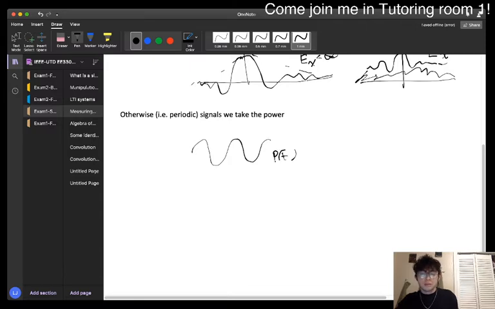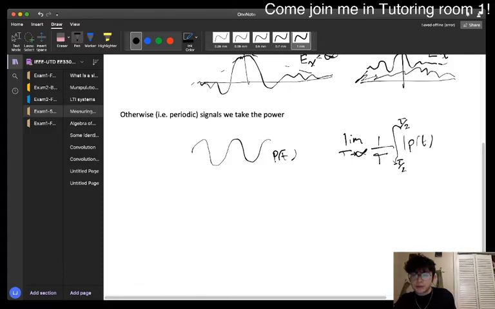Then the power of the signal will be the limit as T approaches infinity of 1 over T. This is the formal definition of power. This is not typically what we'll use in practice because this definition can be kind of hard to work with. So this is the formal definition here, the integral of P of t, the absolute value squared, don't forget the square.